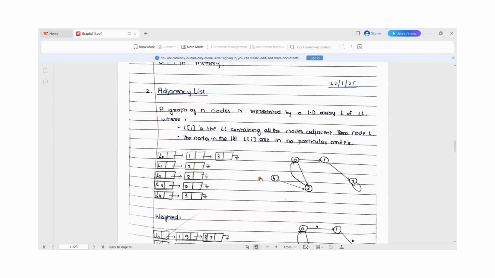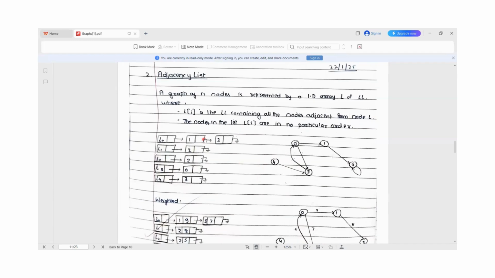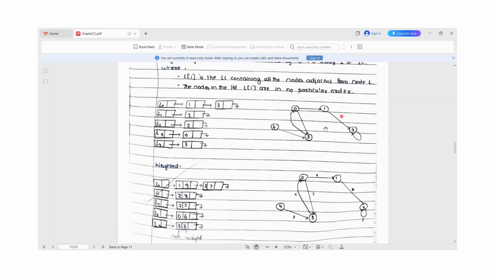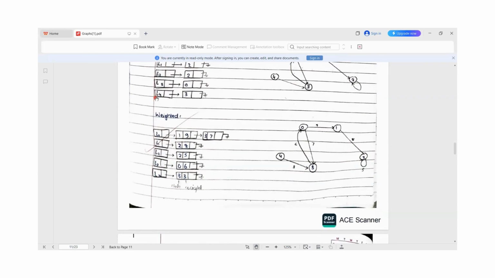Adjacency list is nothing but a representation as a one-dimensional array of linked lists, where the nodes of the array contain all the nodes in the graph, each pointing to all the adjacent nodes of that particular node. Here you can see that node 0 has two adjacent nodes, 1 and 3. So for node 0, we'll mark 1 and 3 and connect them via a linked list. The sequence doesn't matter. There is no particular order. We can have it in any order.